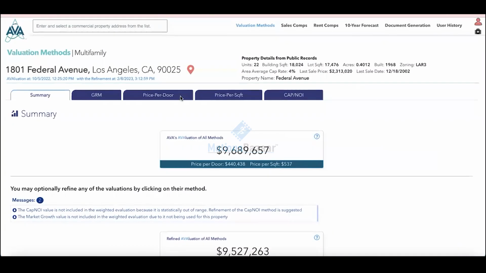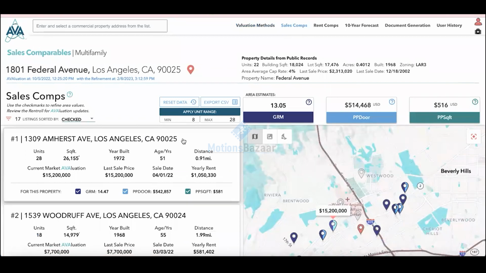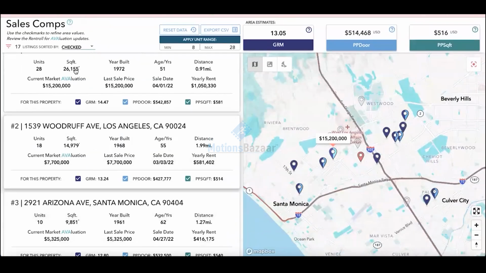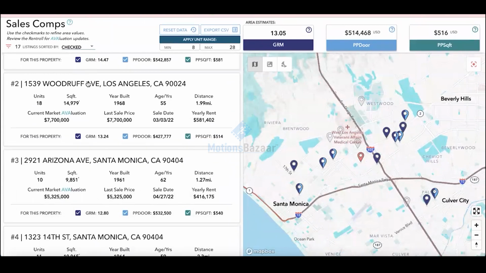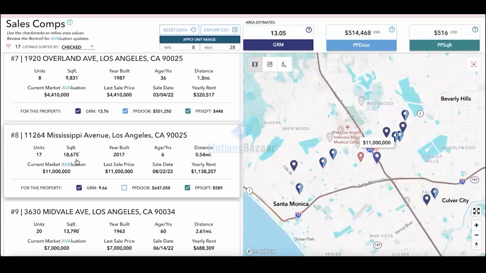And now let's go back to my sales comps. So I look at my comps. Now what AVA does is pull comps based on proximity to the property, and I can go out 1 mile, 2 miles, 3 miles. It also gives you the ability to look at relevant comps in terms of similar unit sizes. So you'll notice 28 units. Our subject property is 22 units, right? 28 units, 18 units, 10 units, 11 units, 9 units. It's pulling all those comps in the area.